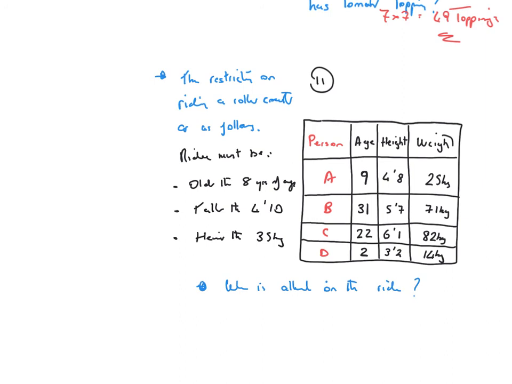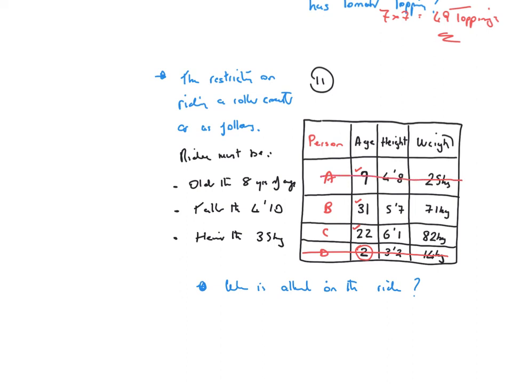Okay, so what we need to do is read this table. Older than 8 years of age, well, person D, that's a toddler at 2 years of age, so they're not allowed on. I can say that immediately because they're 2 years old, so that rules them out. Okay, so who's still in the running? Well, age 9, that's fine. Age 31, that's fine. Age 22, that's fine. Taller than 4'10". Well, person A, 4'8", wouldn't be allowed. You need to be taller than 4'10", so we need to get rid of that.